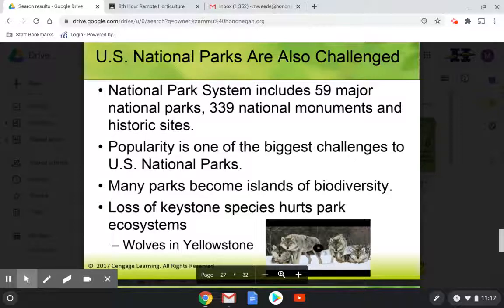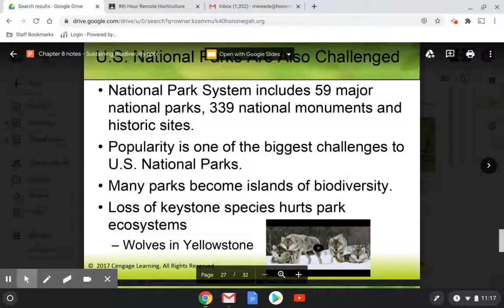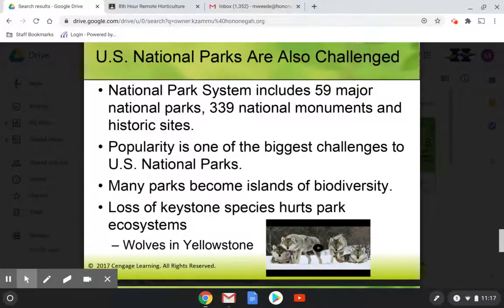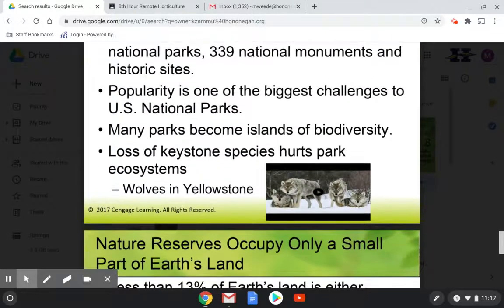And because of that, you're going to see that many parks are islands of biodiversity. But if you don't have that biodiversity there, you're going to see that a lot of things are going to change. The loss of keystone species is going to hurt. And what a keystone species is, it's essentially the backbone of that ecosystem, of that environment. So an example of that would be wolves in Yellowstone.